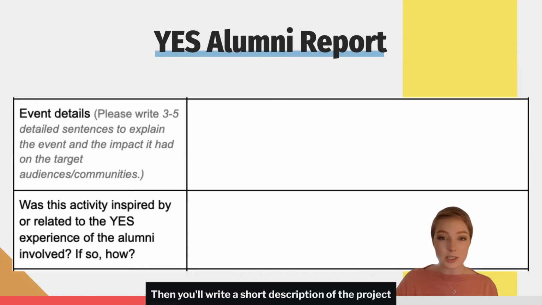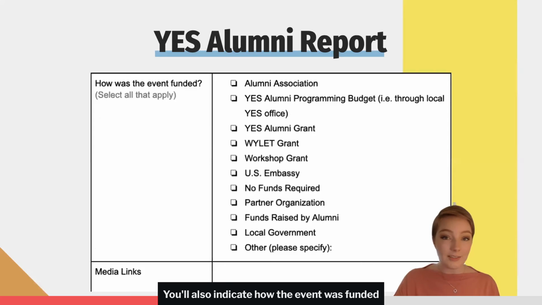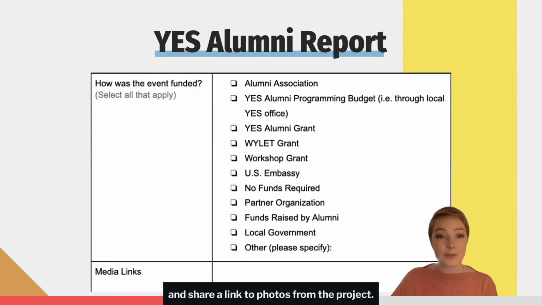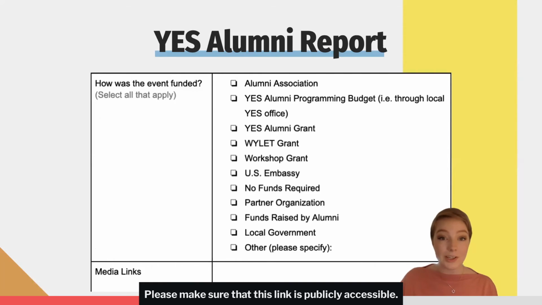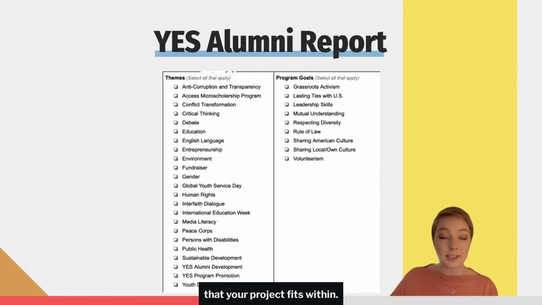Then you'll write a short description of the project and share if it is related to your YES experience. For example, you might have gotten involved with environmental volunteering in the U.S. and continued that through an environmentally focused alumni project. You'll also indicate how the event was funded and share a link to photos from the project. Please make sure that this link is publicly accessible. You should also indicate any themes or program goals that your project fits within.